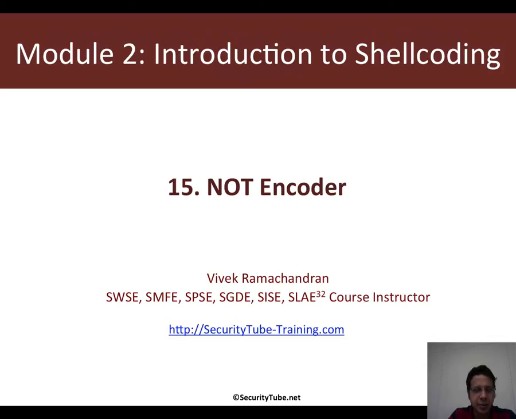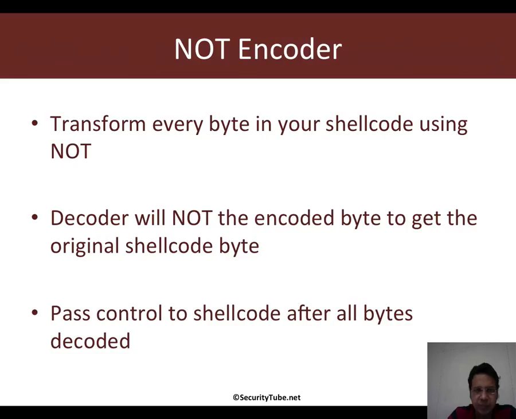Now in this video, we will look at how to write custom encoders. I'll take up a very simple example, which I call the NOT encoder. So what is the NOT encoder? Well, it will take every byte of your shellcode and then apply the NOT operation to it to transform it. Now the decoder stub would again have to apply the NOT operation to the encoded shellcode and eventually get back the original shellcode, after which it passes control to it.